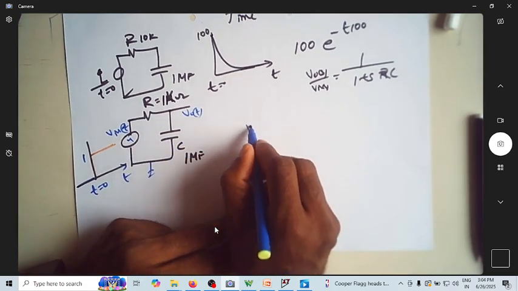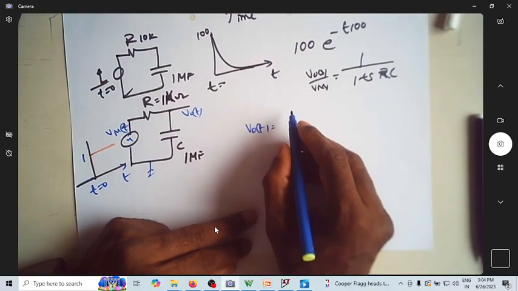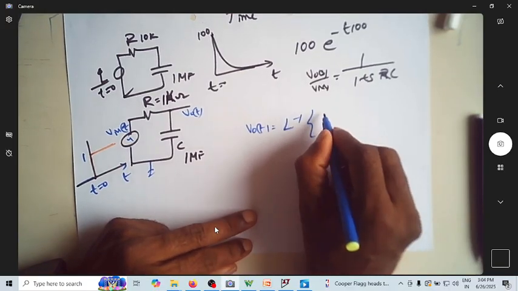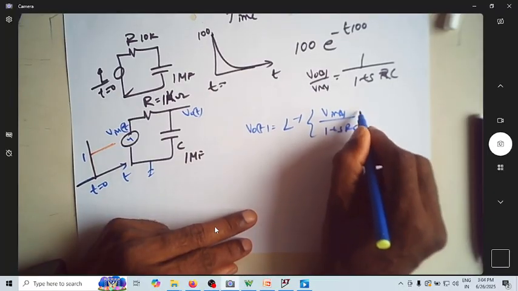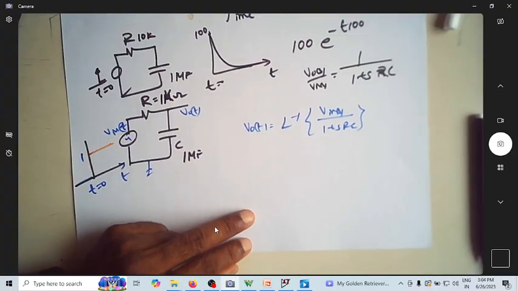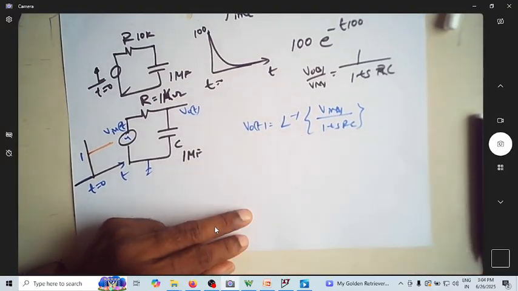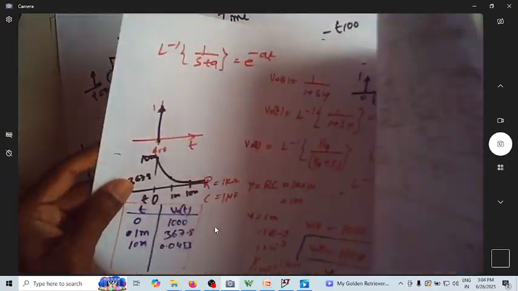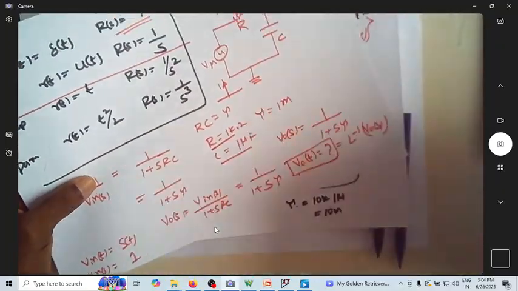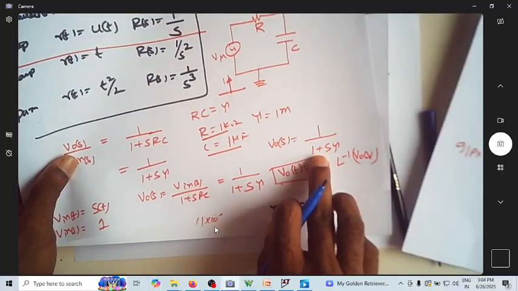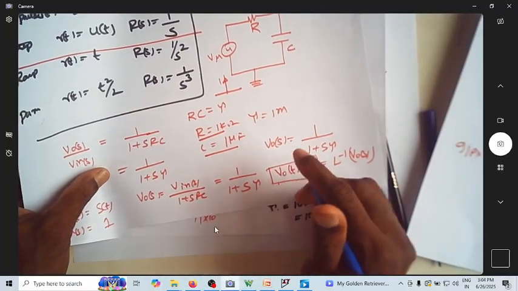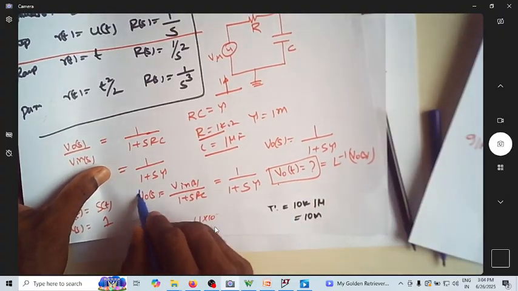So I'm looking at what v naught of t is, which is nothing but the Laplace inverse of v naught of s, which is v in of s by 1 plus src. Correct? This is what I have as the equation, which already originated from our earlier discussion. This was the transfer function.